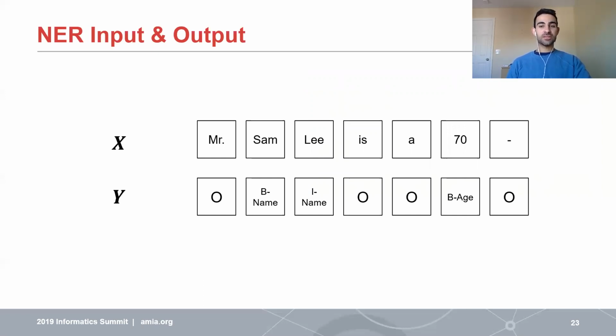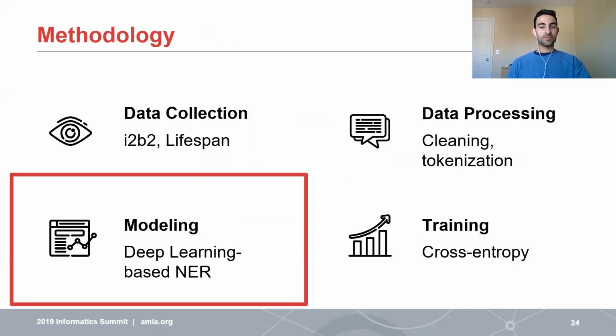To construct the input sequences, we built an advanced tokenization module adapted specifically to medical language. To construct the output sequences, we utilized the beginning inside-outside, or BIO method, to encode the labels. This method accounts for the fact that PHI entities can span multiple tokens, as you can see with the name entity here. Our third step was building the deep learning-based NER models.